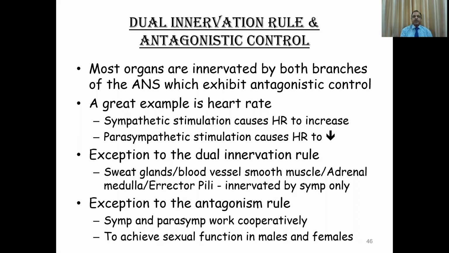The exception to this dual innervation rule, which we must remember, is sweat glands, blood vessels, smooth muscles, adrenal medulla, and erector pili, which are innervated by sympathetic only. There is no parasympathetic nerve supply to these effector cells. And the exception to the antagonism rule is in terms of working cooperatively, that is, the sexual function in males and females is one area where both the systems work in synchronicity.